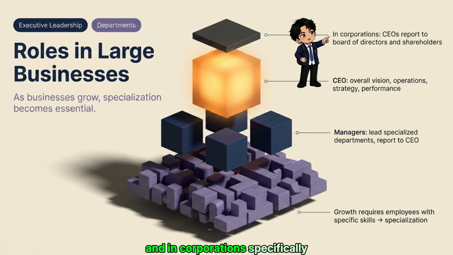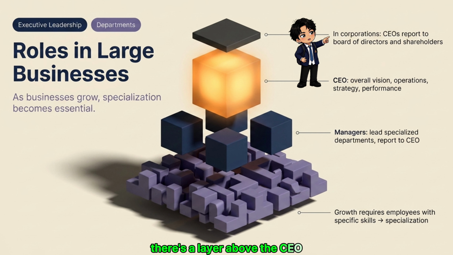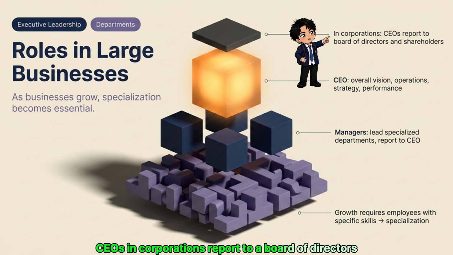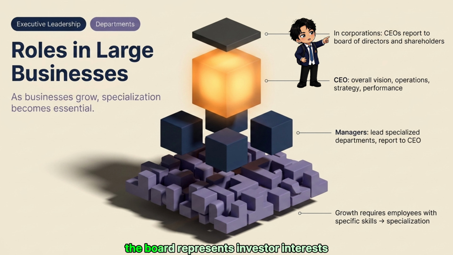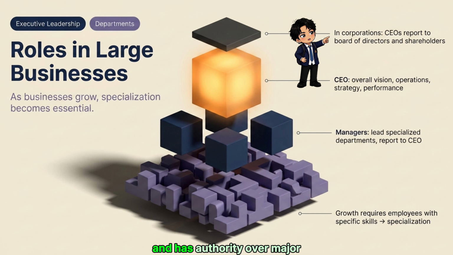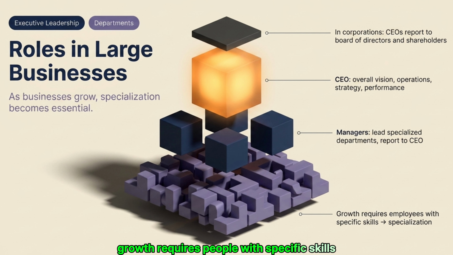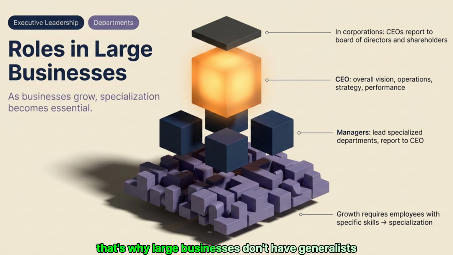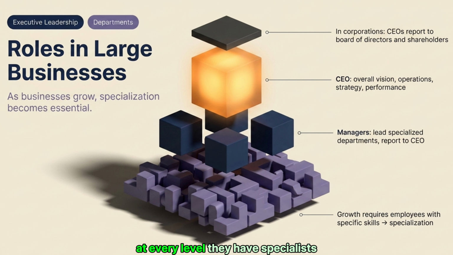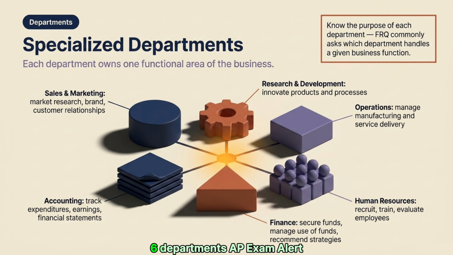And in corporations specifically, there's a layer above the CEO. CEOs in corporations report to a board of directors and shareholders. The board represents investor interests and has authority over major strategic decisions. Growth requires people with specific skills. That's why large businesses don't have generalists at every level. They have specialists. 6 departments.